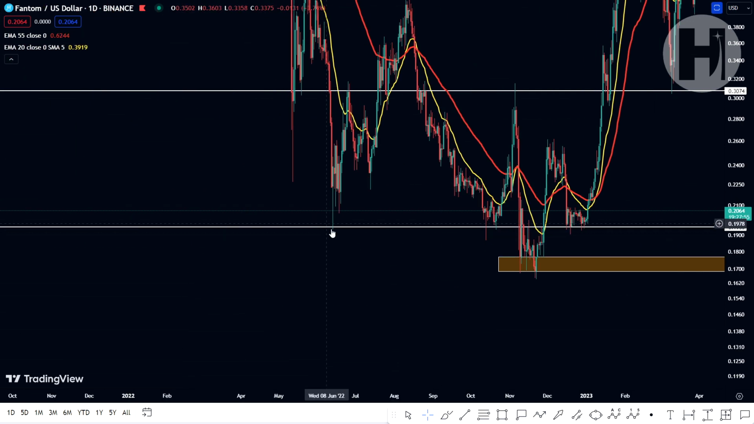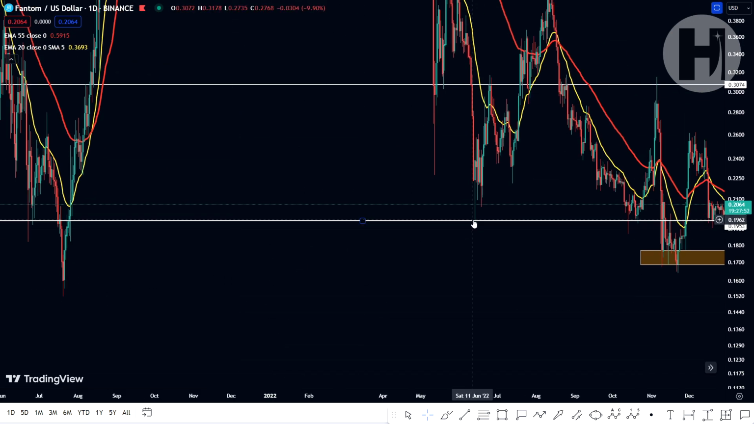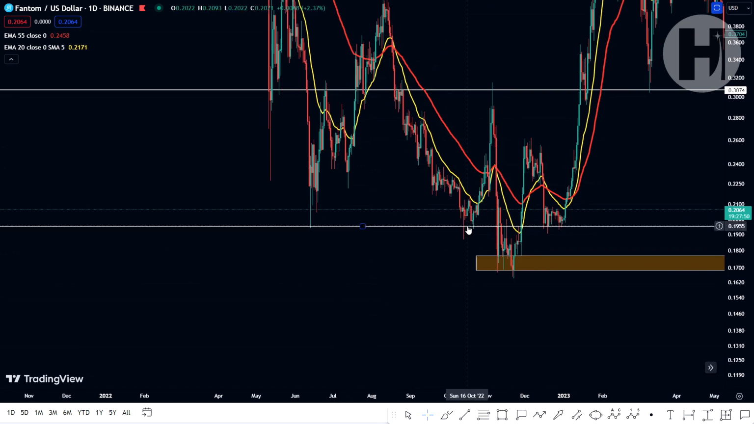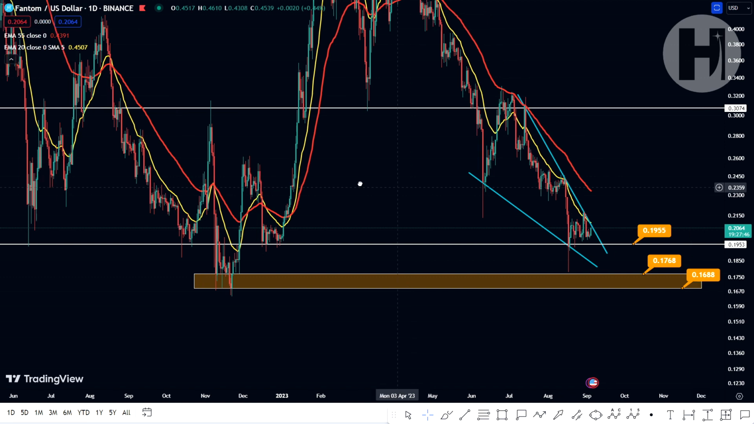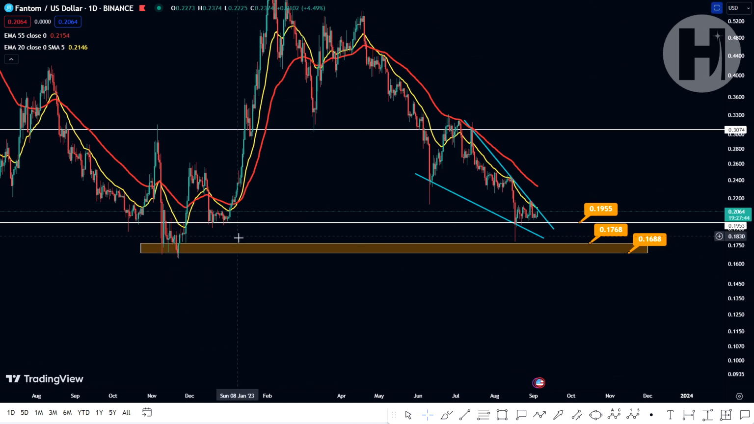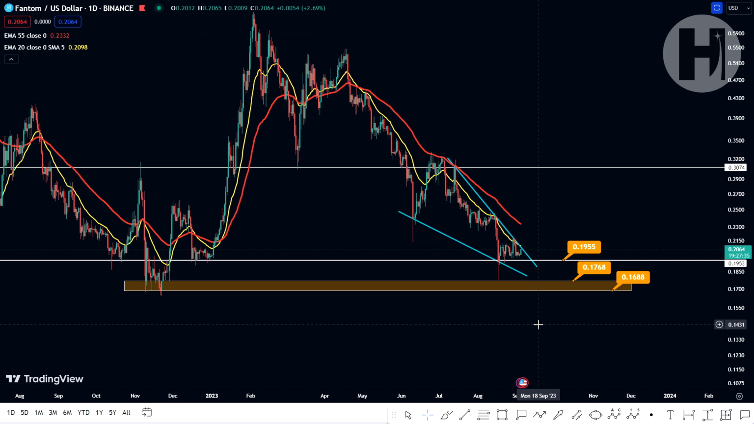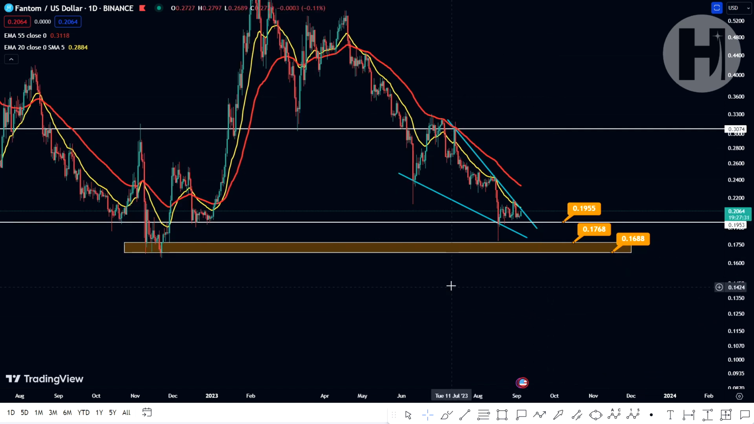There's a lot of demand in this area, as you can see back in June 2022, in October 2022, in December 2022, a lot of backtests of this area, and we did briefly get below it in November. So if we end up dropping below 19.5 cents, this is as low as I'm hoping we're going to go. But obviously, just because I'm hoping for it doesn't mean that's actually what's going to happen. We might even drop lower.